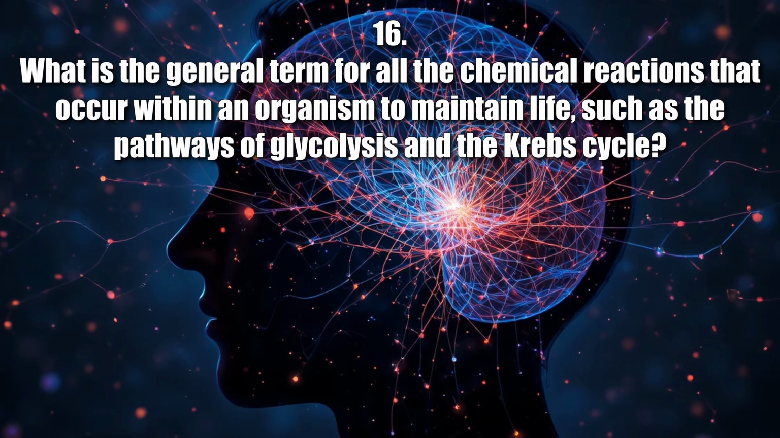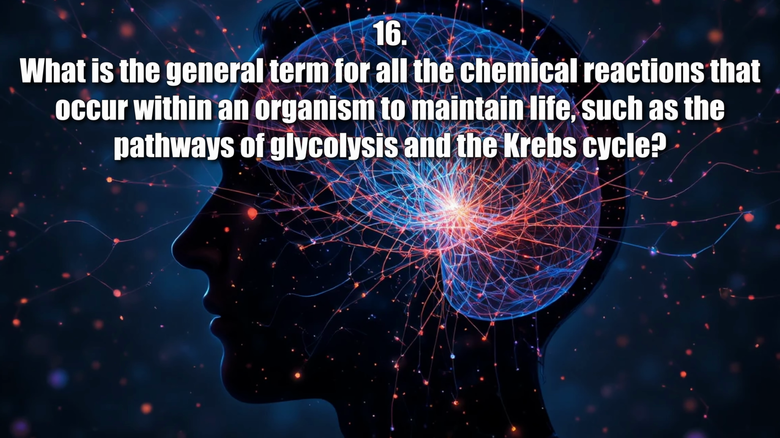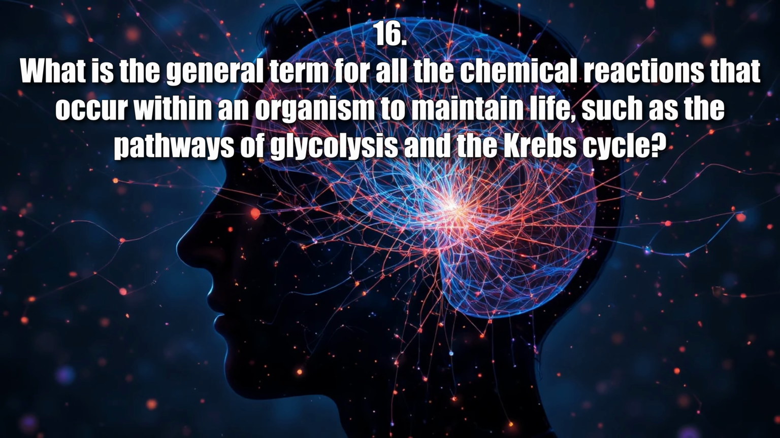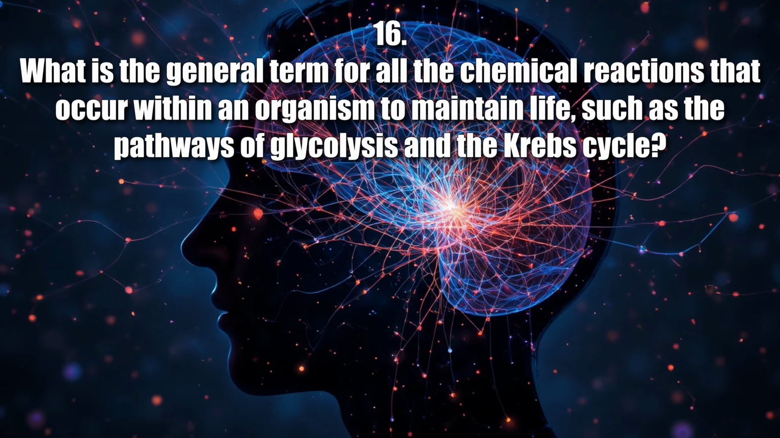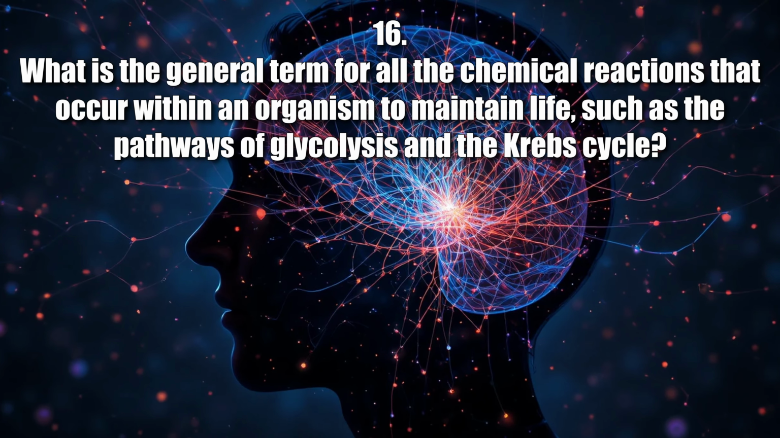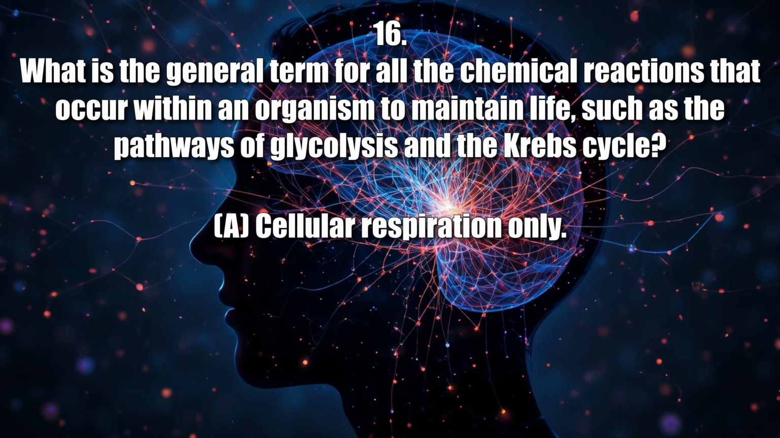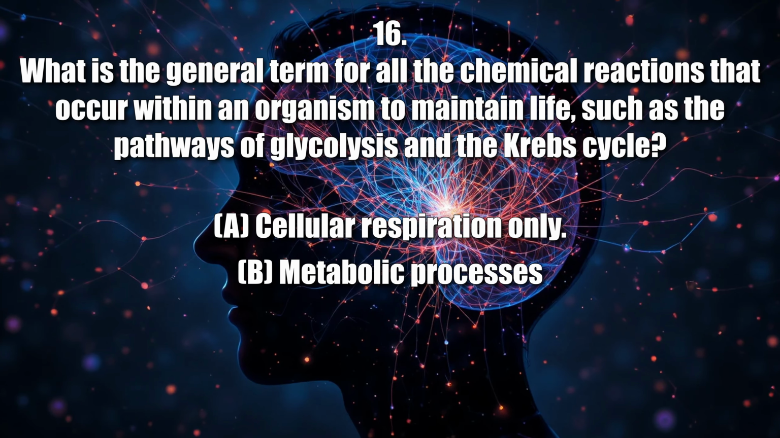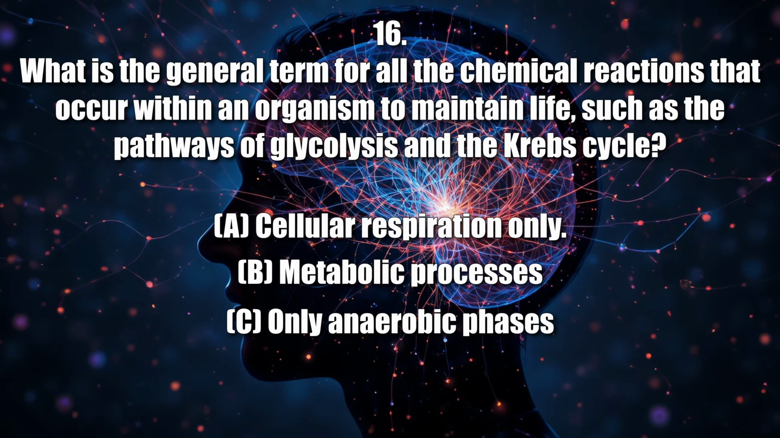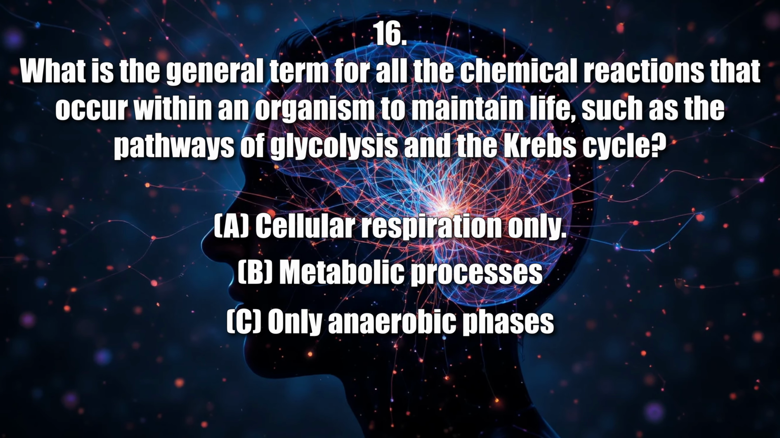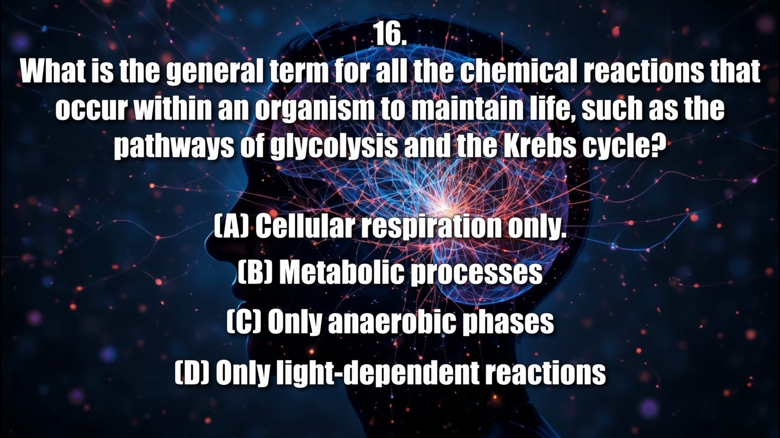16. What is the general term for all the chemical reactions that occur within an organism to maintain life, such as the pathways of glycolysis and the Krebs cycle? A. Cellular respiration only. B. Metabolic processes. C. Only anaerobic phases. D. Only light-dependent reactions.